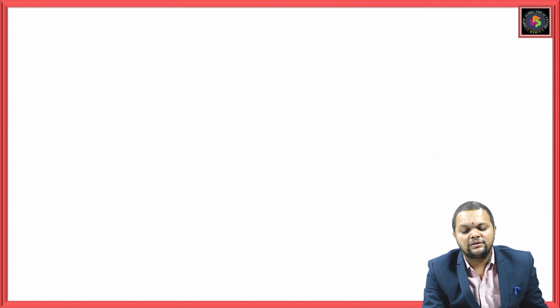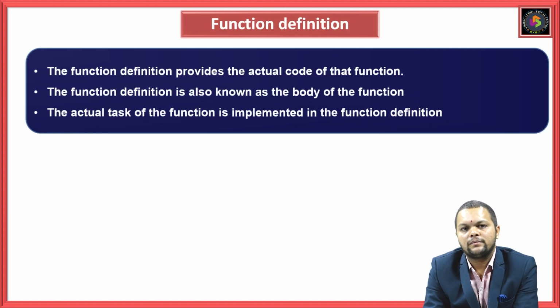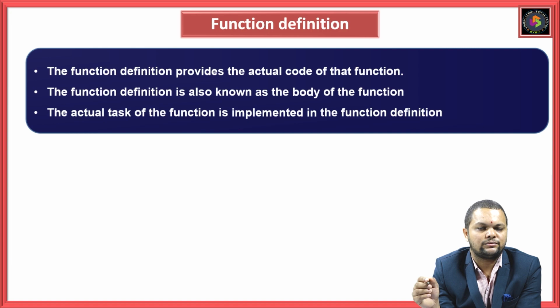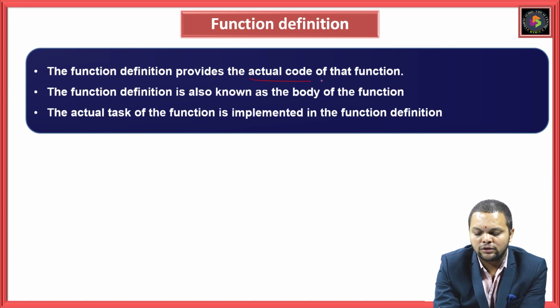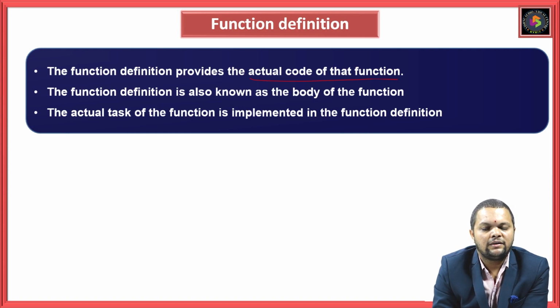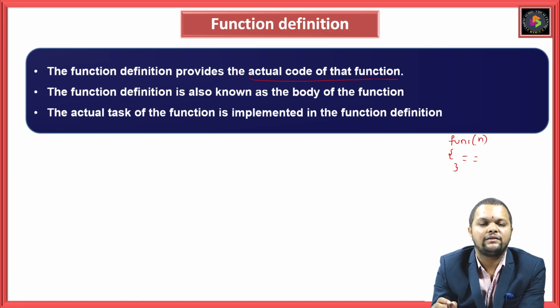So we'll go with the next one, which is called function definition. Function definition is nothing but the body of your function, whatever you are giving inside that particular function. We can say that is the actual code of the function. If I want to define a function, I'll say function1 of int n, some value I'm giving. So whatever I'm giving inside this is called your function definition.